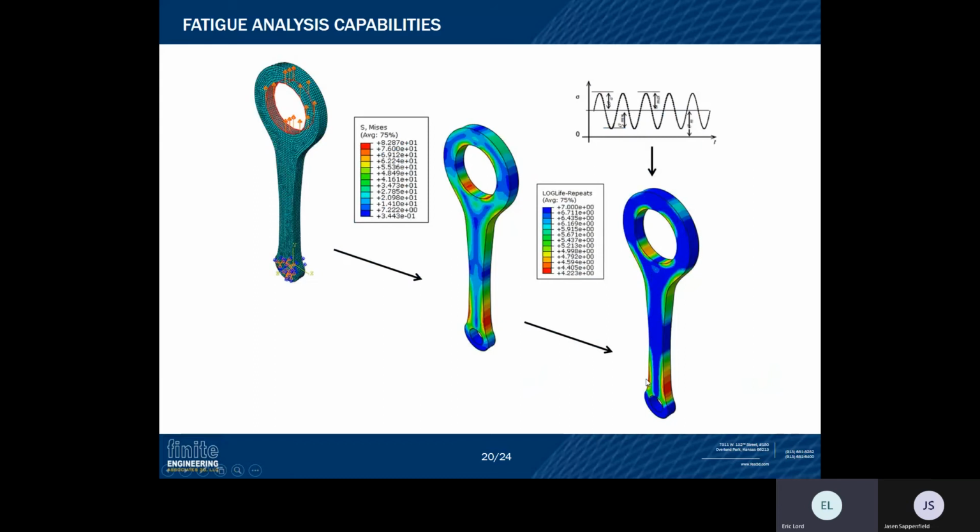So if there was a certain target that we had, we can easily look at this and say, okay, this is not going to survive the number of cycles that we want. So we can easily go in here and say, let's change our geometry or our design to accommodate the number of cycles that we need.